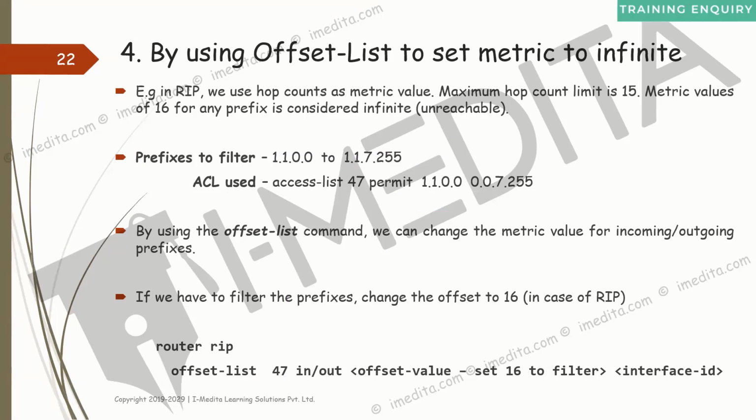It is possible in protocols such as RIP to set the metric value to infinite by setting the hop count value to 16. However, this cannot be done for EIGRP. This cannot be done for OSPF. We cannot do it in EIGRP.